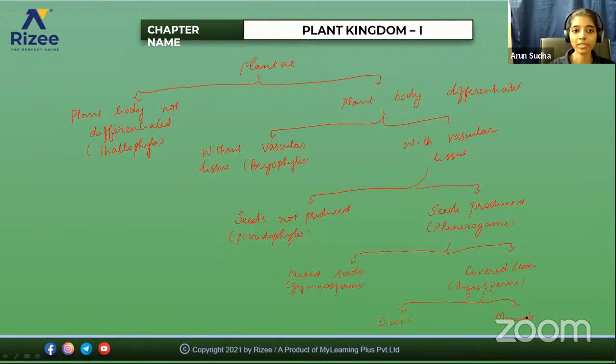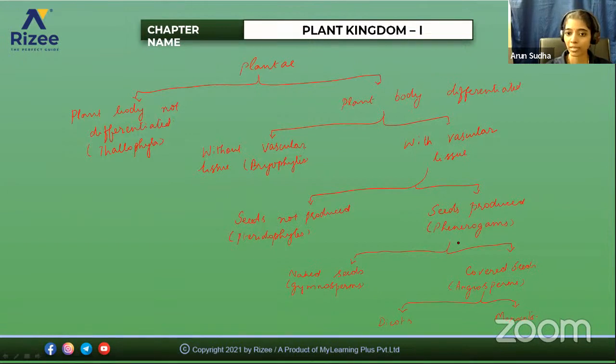So first, Plantae is differentiated into plant body not differentiated, that is Thallophyta, then plant body differentiated into true stem, root and leaves. And under that, again, without vascular tissue, there is bryophytes, and with vascular tissue. And under with vascular tissue comes the seeds not produced. In case of pteridophytes, they have vascular tissue, but they don't produce seeds. And with the vascular tissue, if they are able to produce seeds, that comes under the term phanerogams. It includes gymnosperms and angiosperms.